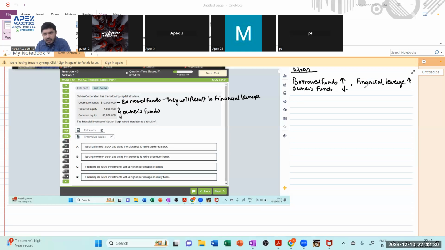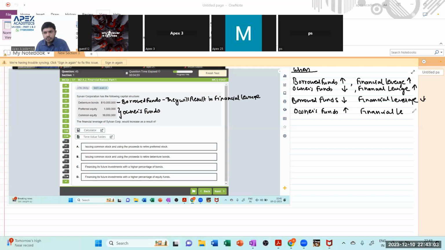When owners' funds will reduce, financial leverage will increase. When borrowed funds will reduce, financial leverage will reduce. When owners' funds will increase, financial leverage will reduce.